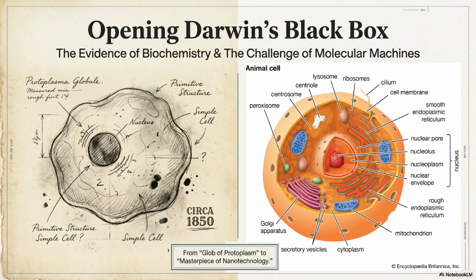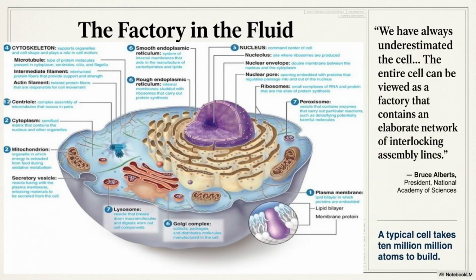Precisely. But fast forward to today, that view has changed strictly because our technology has changed. Bruce Alberts, he's the president of the National Academy of Sciences. He has this great quote in our research. He says, "We have massively underestimated the cell." He doesn't call it a blob at all. He calls it a factory. And he doesn't mean that metaphorically, right? No, he means it quite literally.